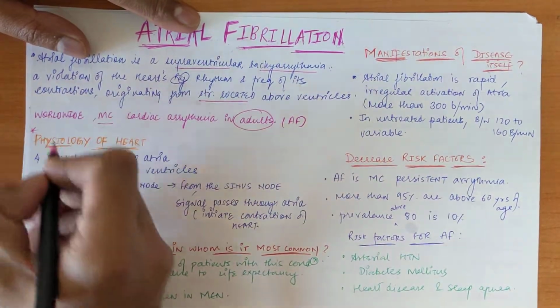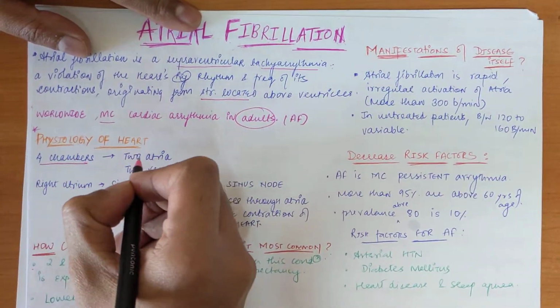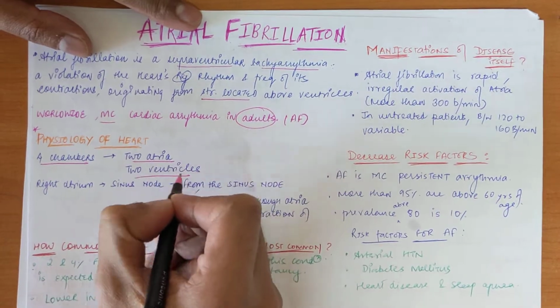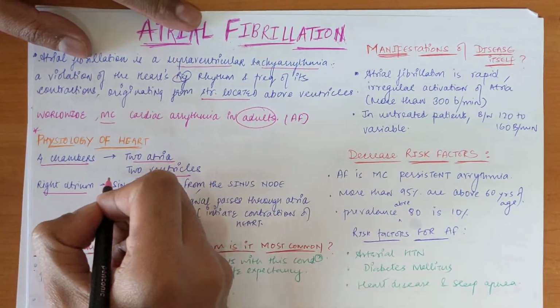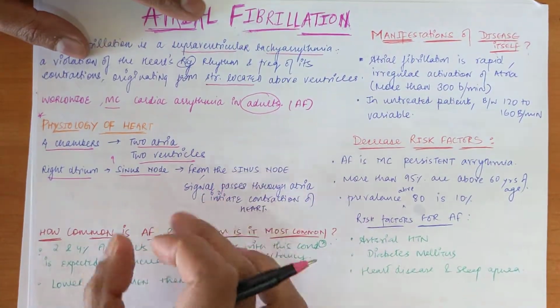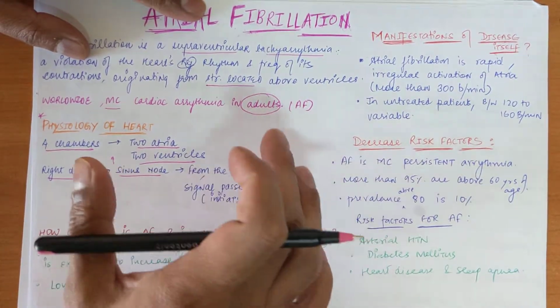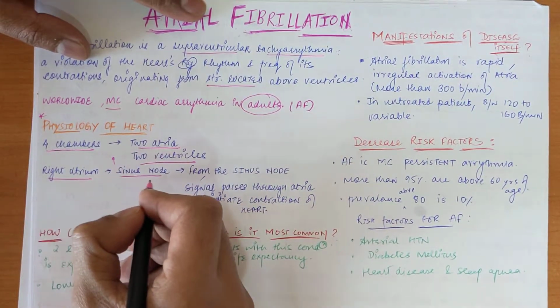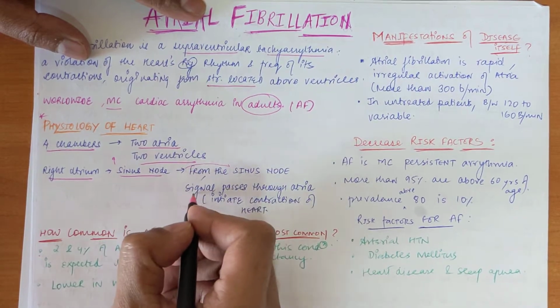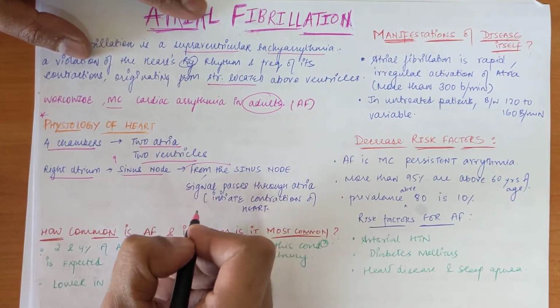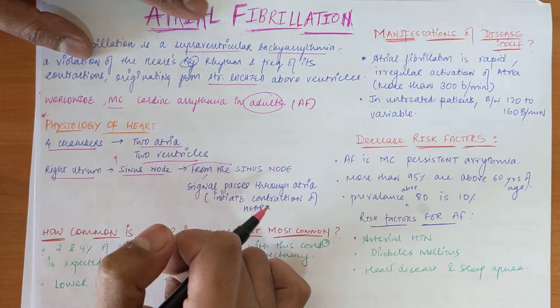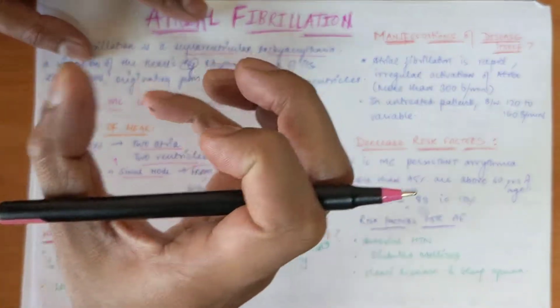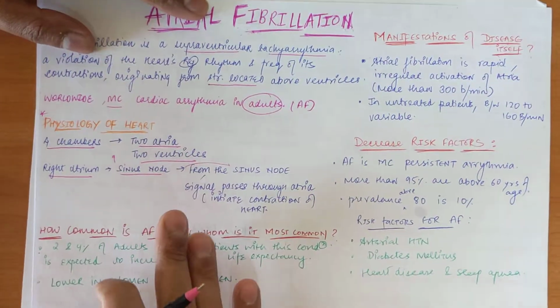Now, what is the physiology of the heart? In the heart we have four chambers, two atria and two ventricles, and in the right atrium we have the sinus node, from where the impulse is generated when the sodium potassium channels open. The impulse then goes to the AV node, the bundle of His, and the Purkinje fibers, and the atria and ventricles contract.